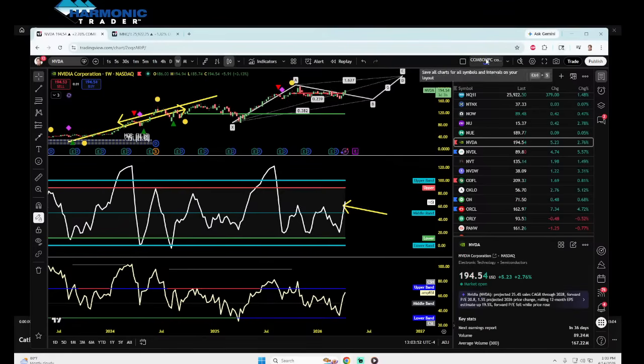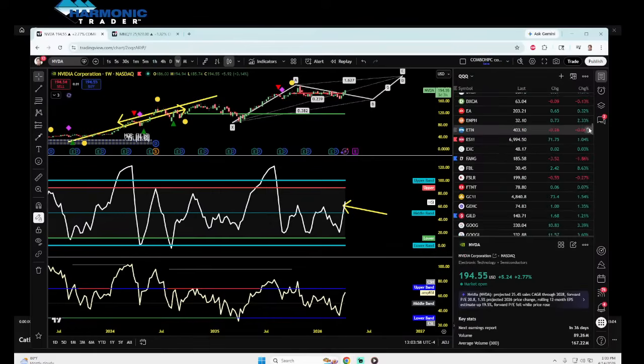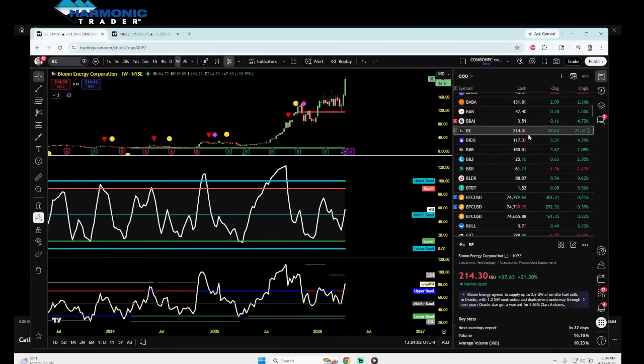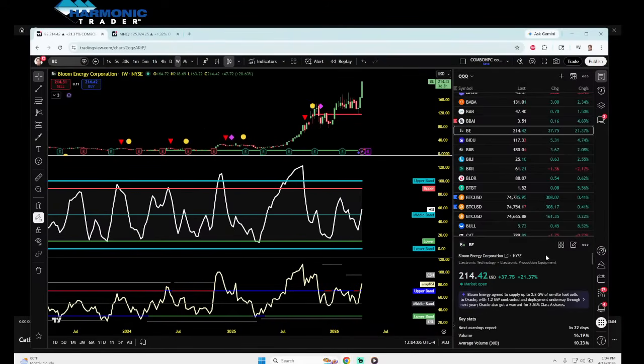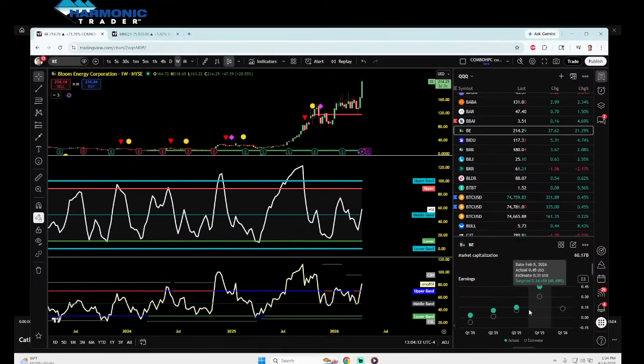And then the other thing is the spec plays from last year that were explosive monsters. Things like Bloom Energy, remarkable here. I mean, doing the next wave. Bloom Energy, 214, up 37 today. Guys, forget about it. This thing has got a long way to go.